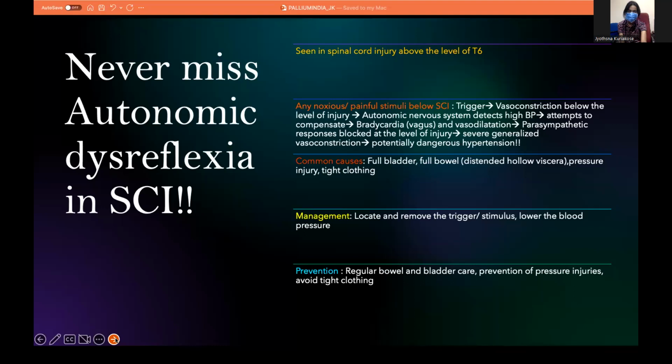And then you go on to lower the blood pressure. The most important take-home message from this is that in a patient with cord compression, you have to reinforce regular bowel and bladder care, prevent pressure injuries as much as possible, and avoid tight clothing. You can read in detail about this emergency, but I am not able to explain it in a fully detailed way because of the lack of time. But this is an emergency within an emergency that you should never miss.